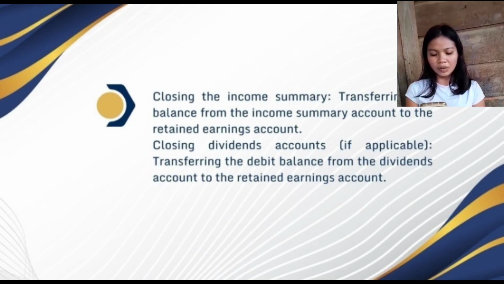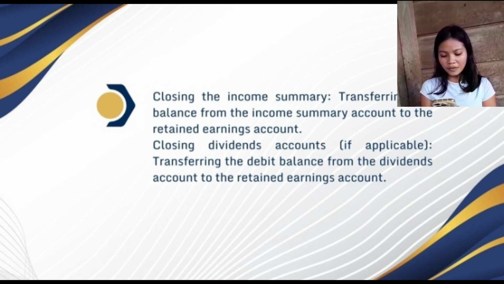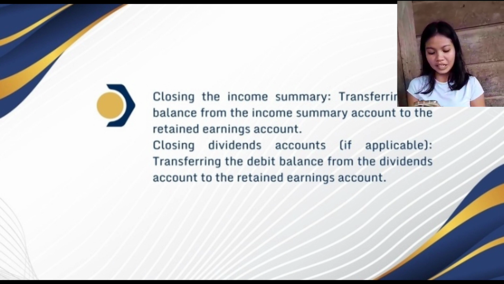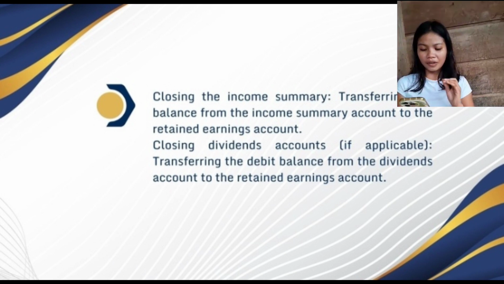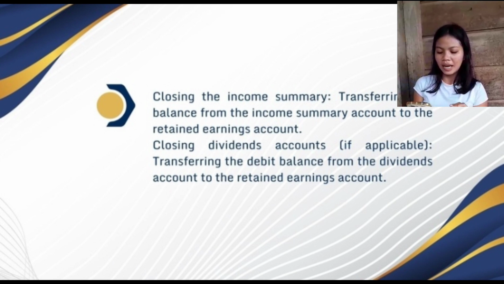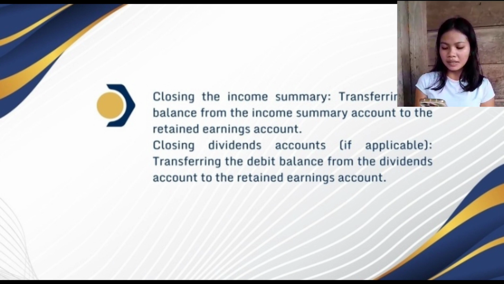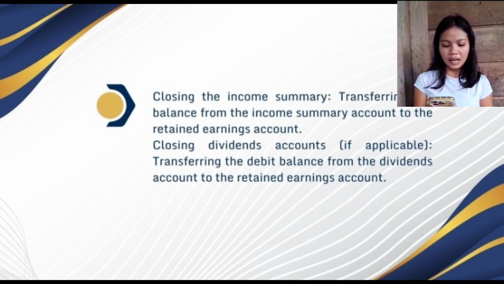Closing the income summary. To close the income summary account, the balance of 4,000 net income is transferred to the retained earnings account. So, debit income summary 4,000 and credit retained earnings 4,000. Now, the income summary account has zero balance and the retained earnings account is increased by 4,000. So, that's all.